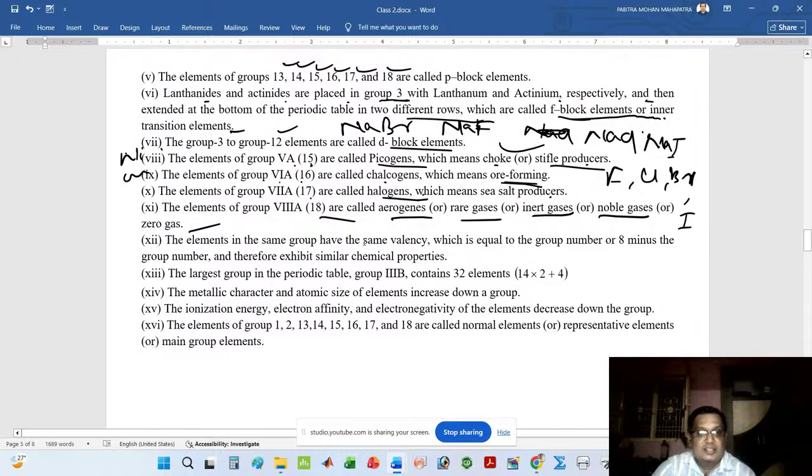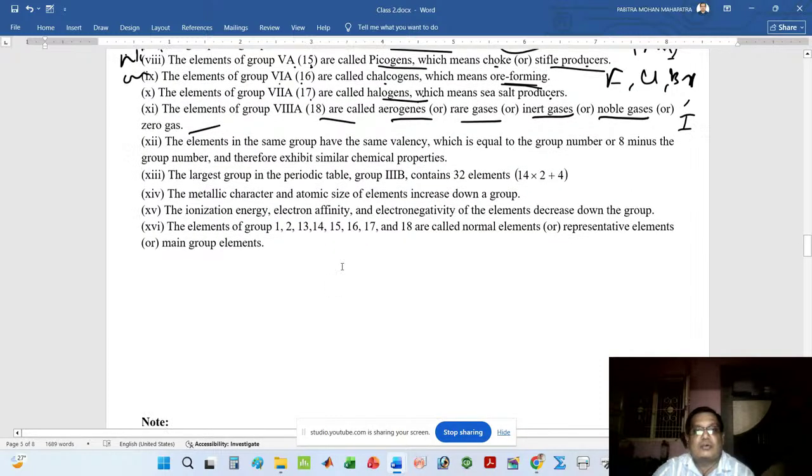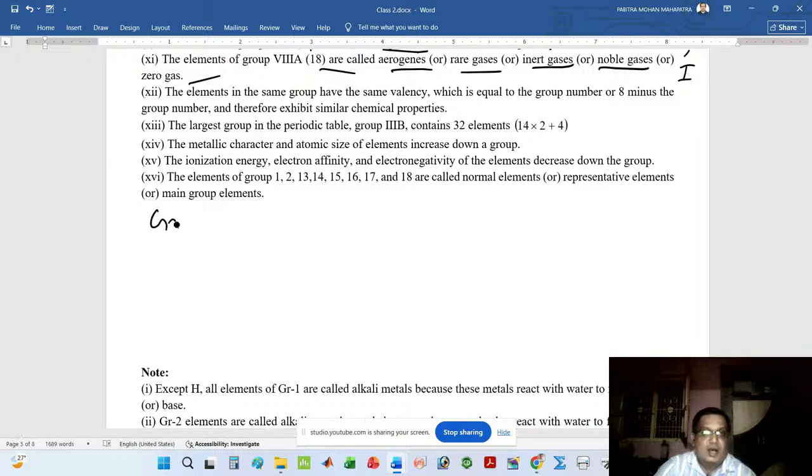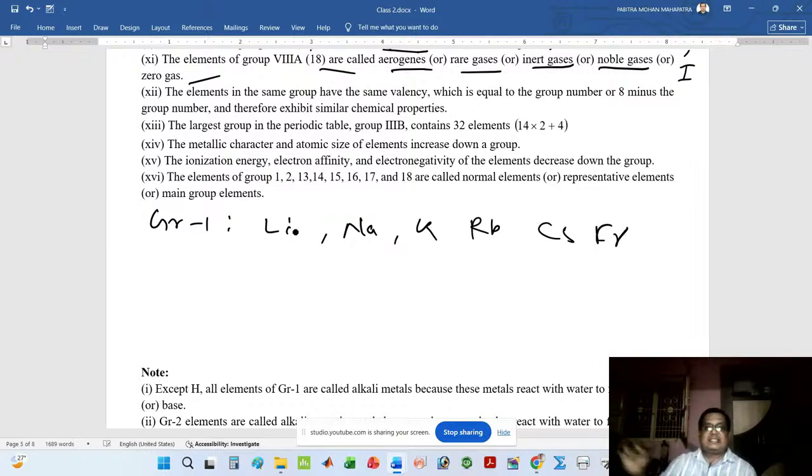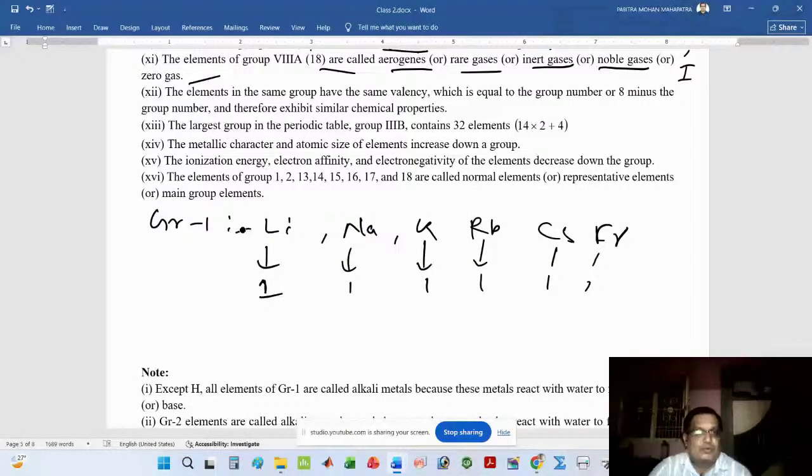Next point is the elements in the same group have the same valency. Let me explain about the group 1 elements: lithium, sodium, potassium, rubidium, cesium, francium. If you see the electronic configuration of all these elements, lithium has valence electron 1, sodium also 1, potassium 1, rubidium 1, cesium also 1, francium also 1. For all these elements the valence electron is the same.